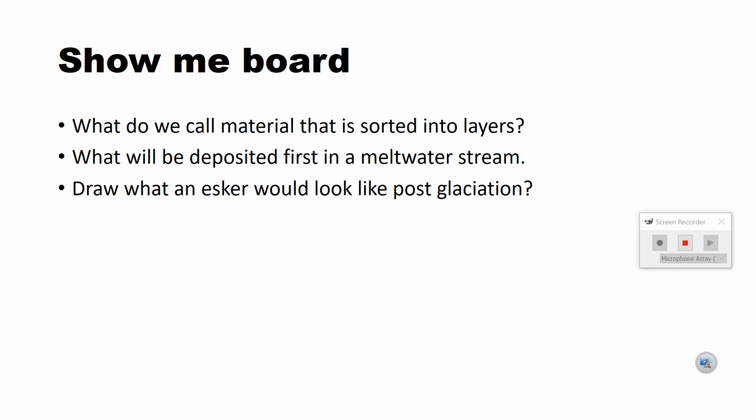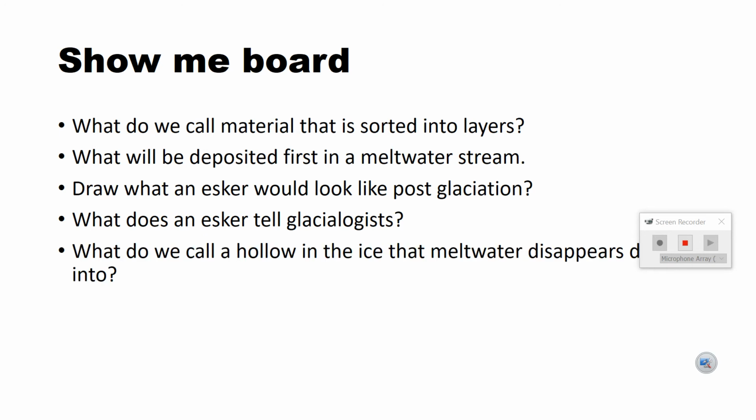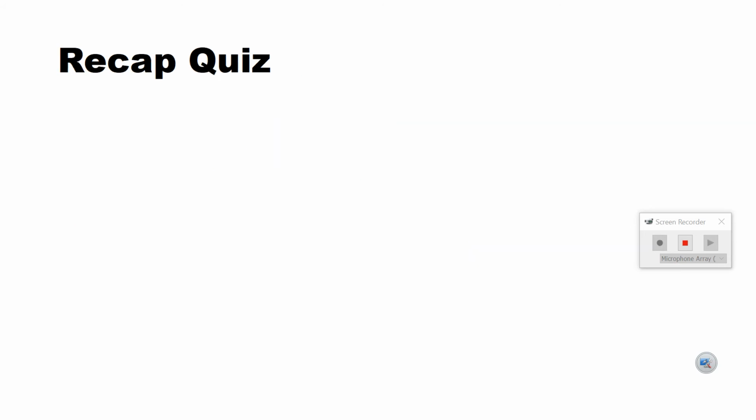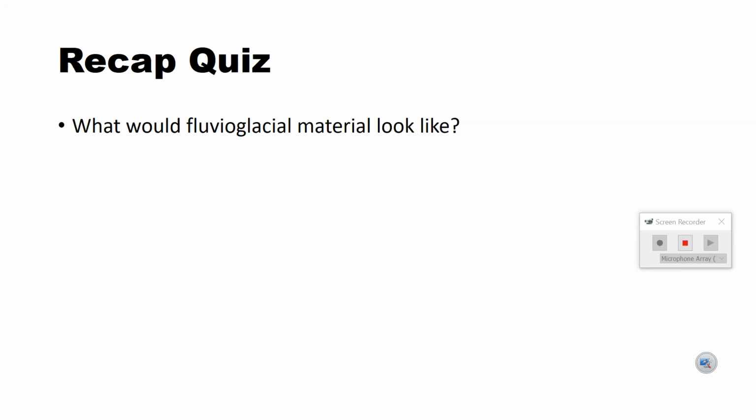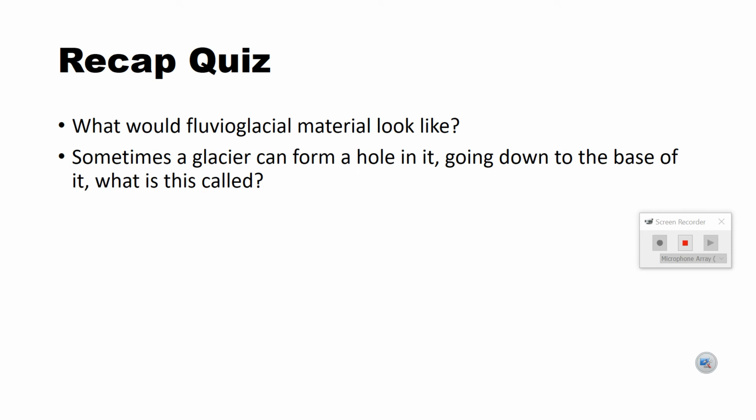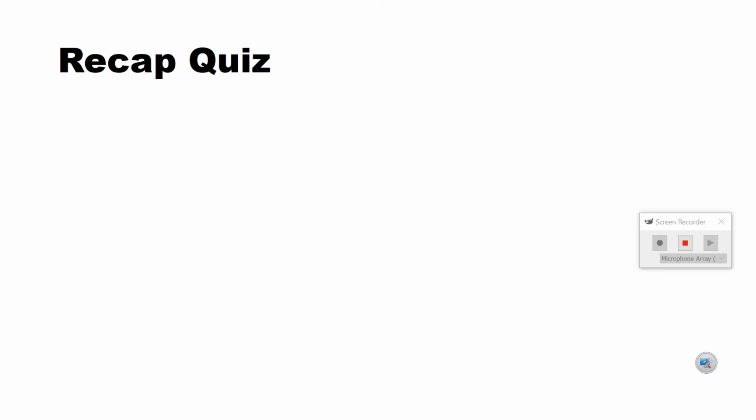Draw an esker, what it would look like post-glaciation. What does an esker tell glaciologists? What do we call a hollow in the ice that meltwater disappears down into? What would fluvio-glacial material look like? And these are similar questions actually, so I've got 2 sets. So that kind of ends the lesson just there.